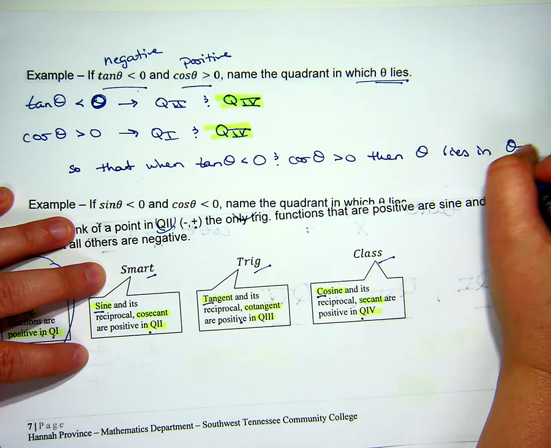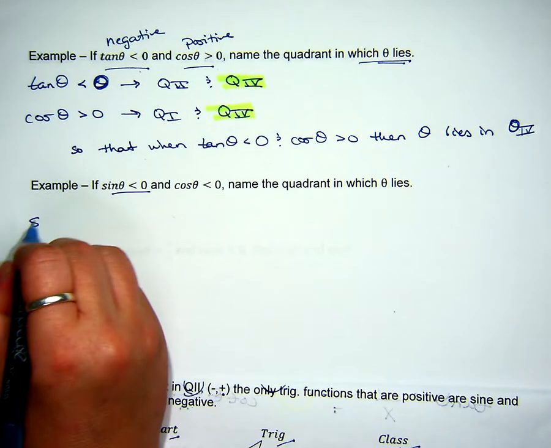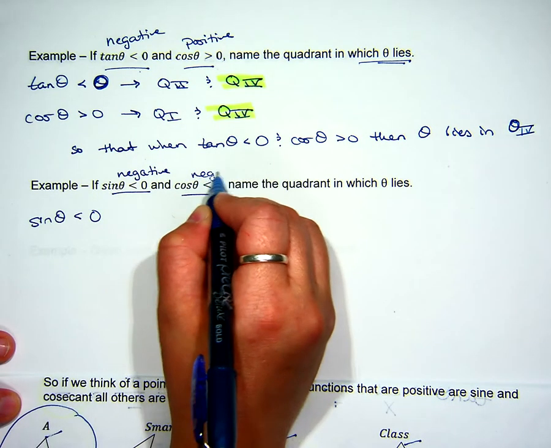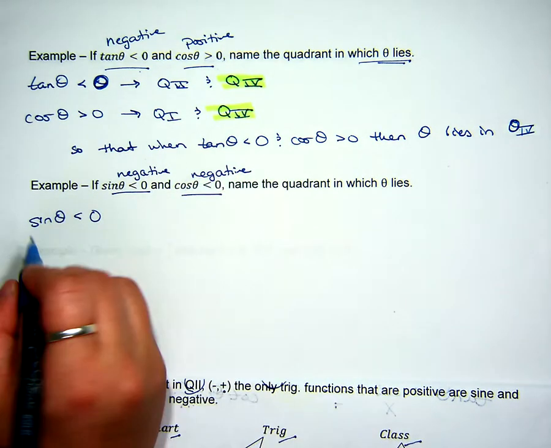So theta lies in quadrant 4. Do another one. Sine is less than 0, which means negative. Cosine theta less than 0, which means negative. Sine is negative in 3 and 4.